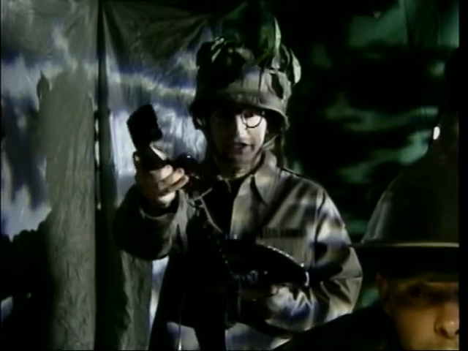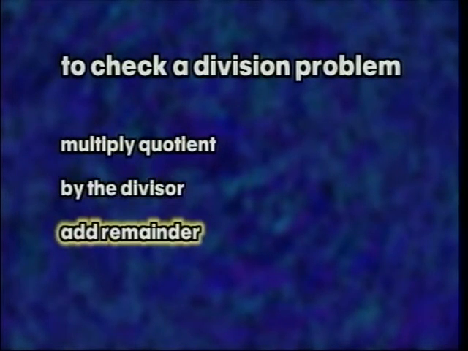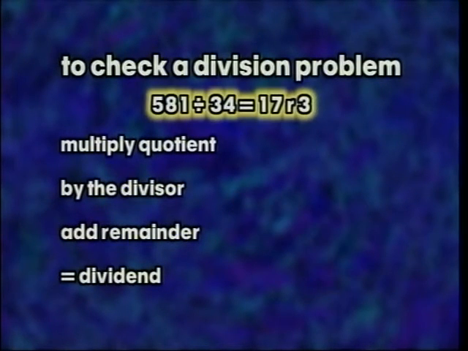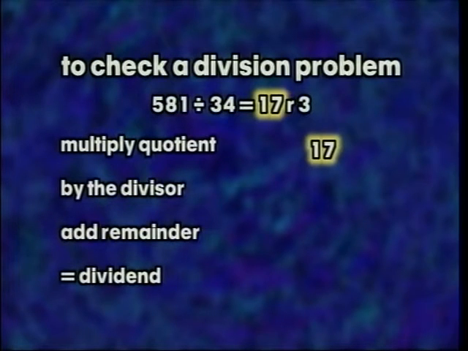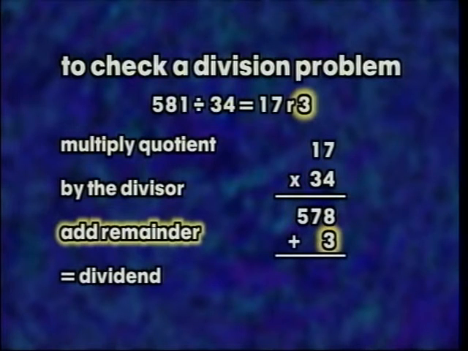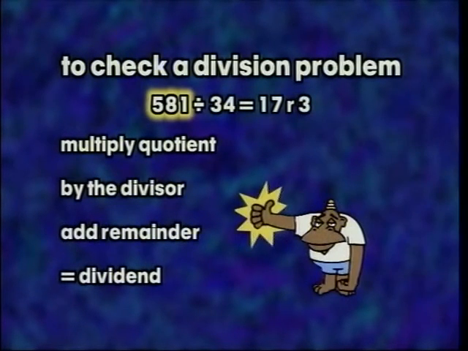A correct answer. Remember, to check a division problem, you just multiply the quotient or answer by the divisor and add the remainder if there is one. If it equals the dividend, then you know you're right. For our problem, we multiply 17 times 34 to equal 578. Then add the remainder, 3, to equal 581. Our answer's right. Quotients, divisors, remainders, you saw a lot of terms today, so let's go over them one more time.